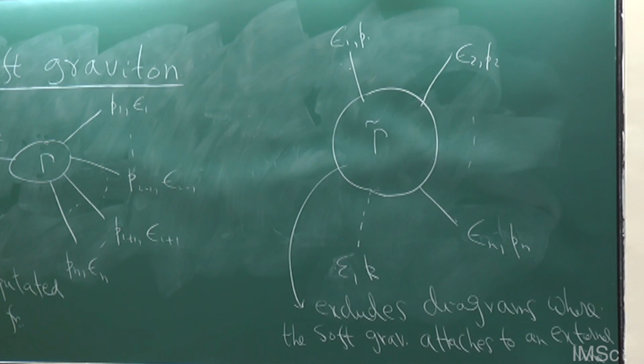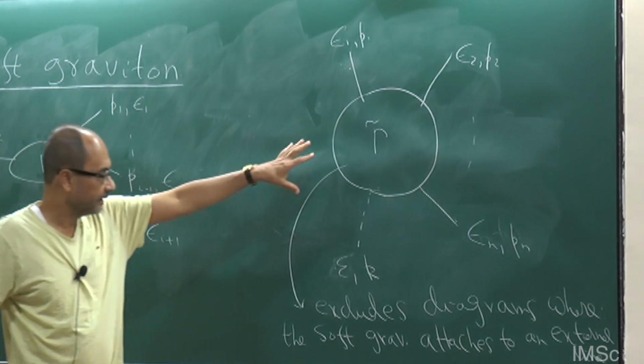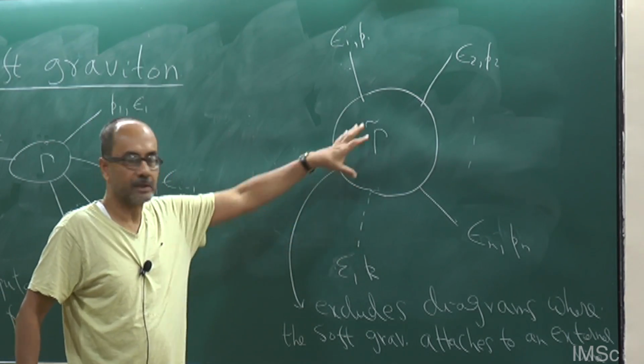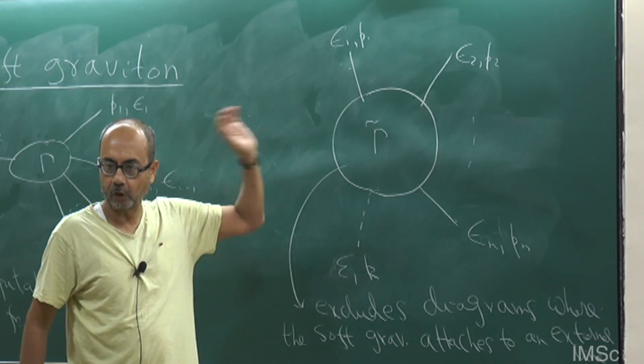Okay. So let's try to be clear. We have divided the set of all Feynman diagrams into two classes. One class where the soft graviton gets attached to an external line by some 1PI vertex. That's this class of diagrams. And then the rest, where the soft graviton attaches to something inside, not to an external line.